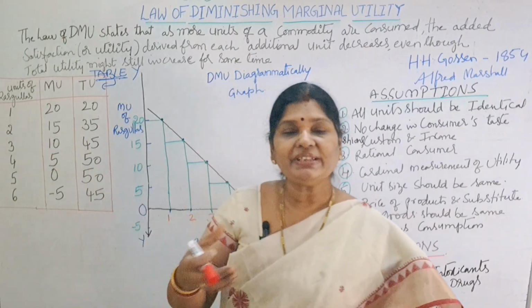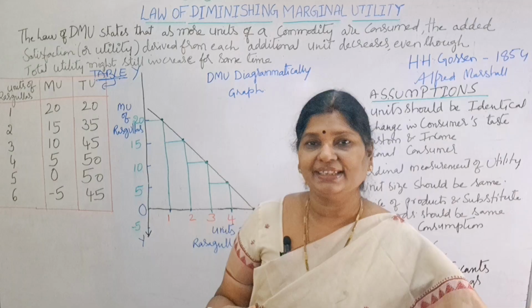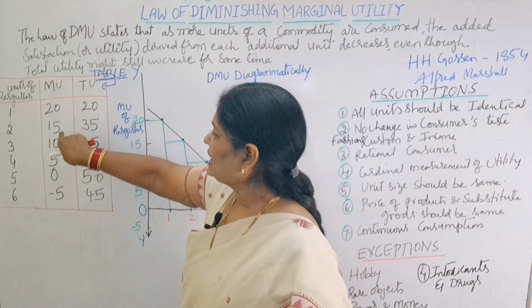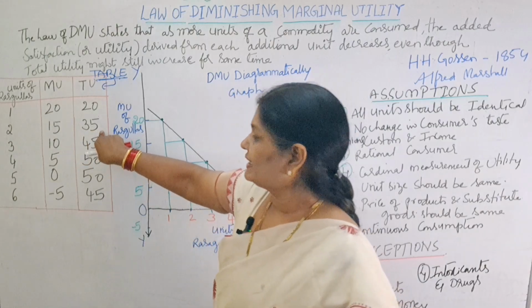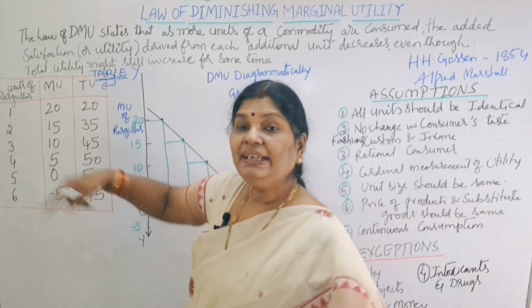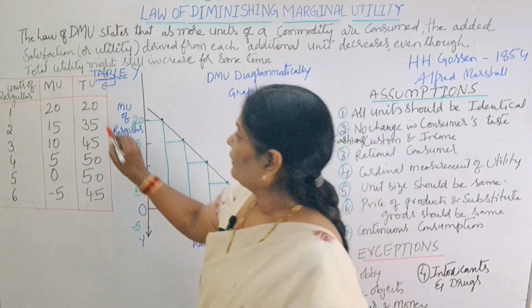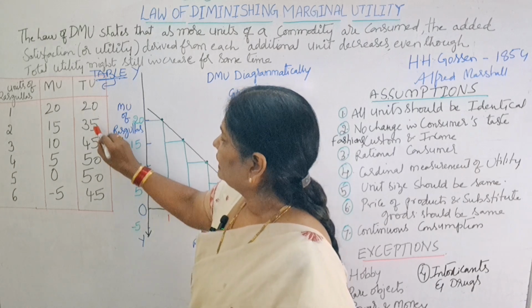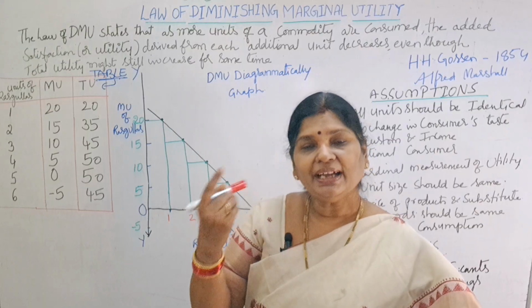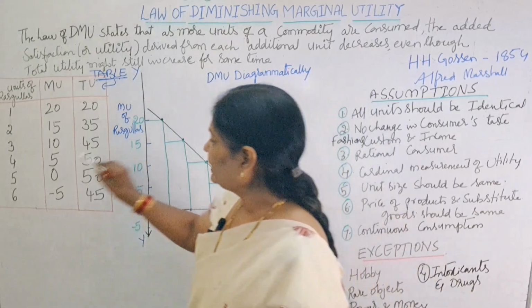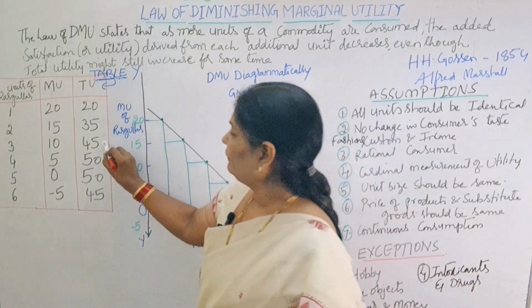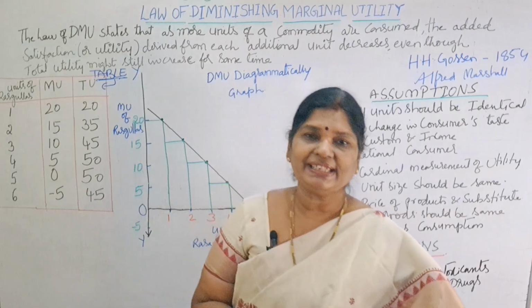What is the satisfaction you gain from the second rasgulla? 15 utils. So here we have written 15. And what is our total utility? 20 plus 15. How much? 35. Next, when you have consumed the third rasgulla, what is your added satisfaction? 10 utils. So what is our total utility? 35 plus 10, 45. Next, you have consumed the fourth rasgulla. When you have consumed the fourth rasgulla, what is your marginal utility? 5 utils. So, 45 plus 5, 50 utils is our total satisfaction.